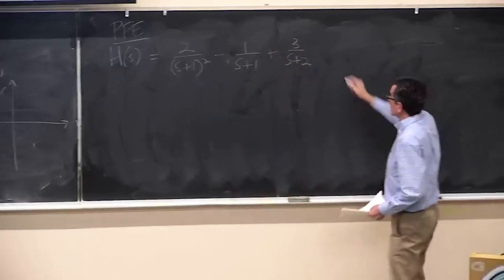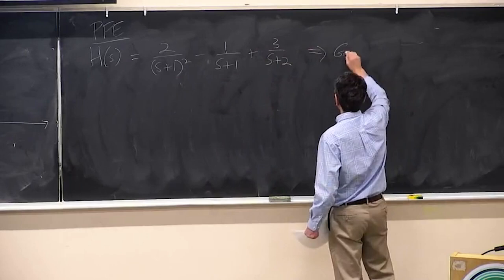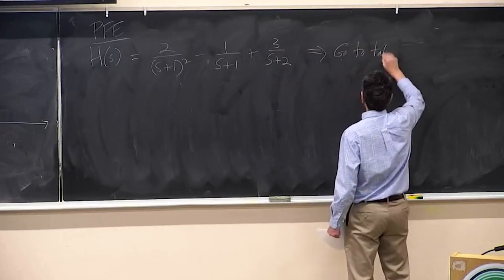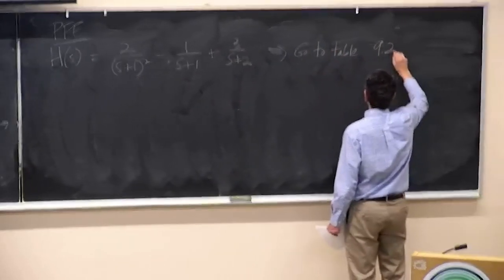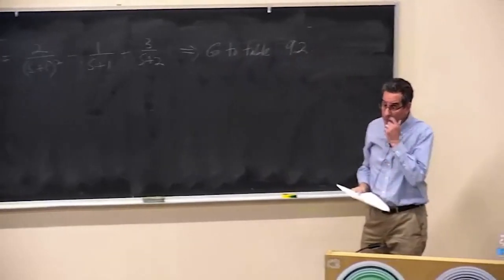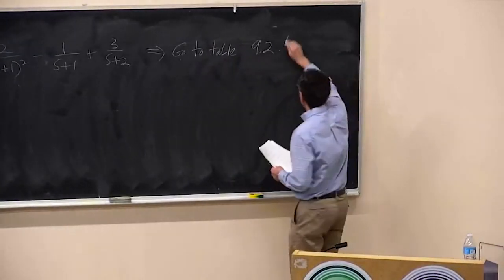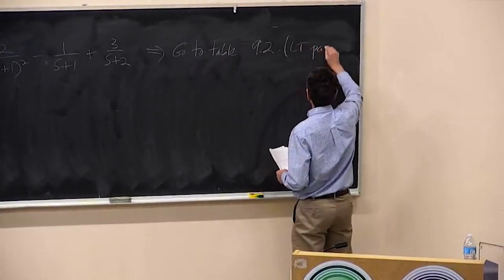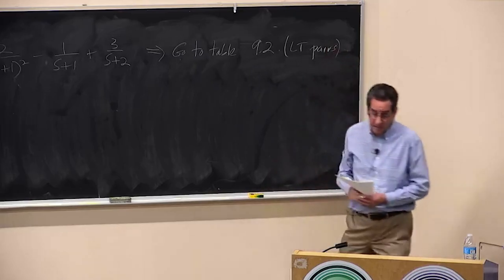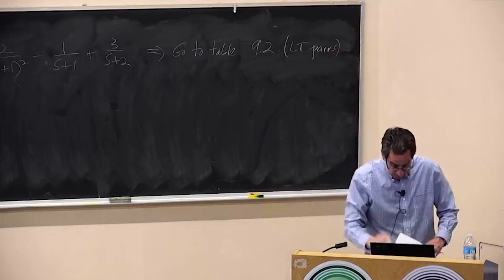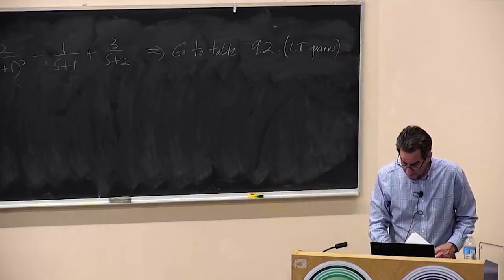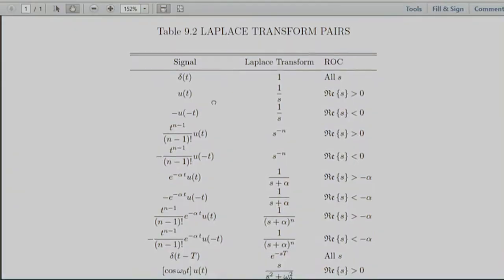And now what we do is we go to the table. The table is table 9.2, which gives us our transform pairs, the LT pairs. That table is also in the book, so it includes a number of useful examples. And the ones I want to point you to are ones that look like this.